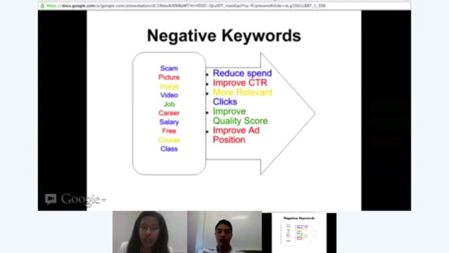And so by using these negative keywords, like we said, it reduces your spend and improves your click-through rate, which you'll find out later is a key metric in performance. But basically, if I type in free TV and then I'm seeing an ad that says television repair, I'm not going to click on your ad, so that's going to decrease your click-through rate. Again, it makes your campaign more relevant. It improves your quality score, and it also improves your ad position.